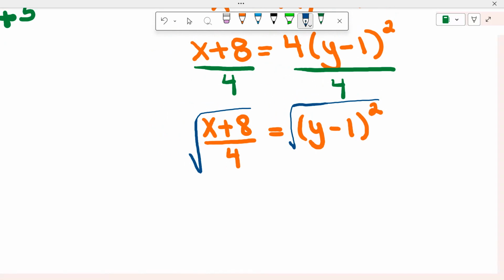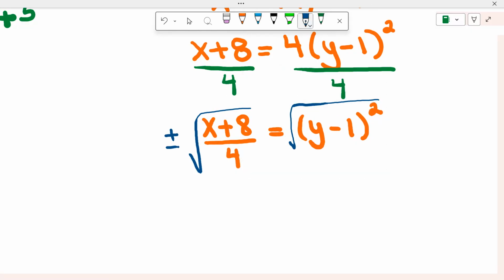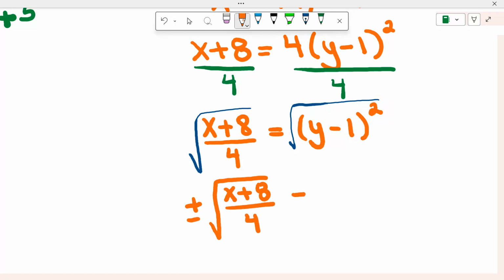It's just in 20-1, you guys had to figure out, did I need both answers, depending on what the question was, okay? So here, you need both answers, and I'll show you why in a minute. So you do need that plus or minus there, okay? So when you square root, I'll put it on the next line, just to not get too confusing here. So now I'm at plus or minus x plus 8 all over 4 equals y minus 1.